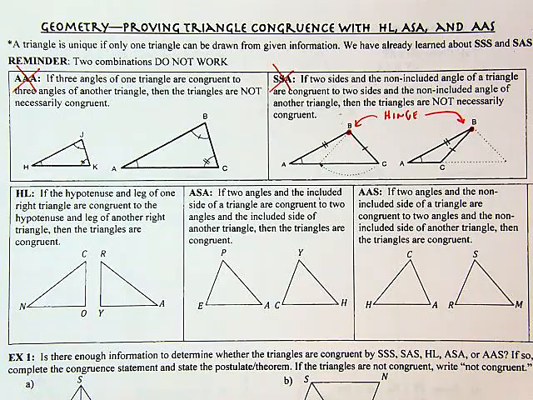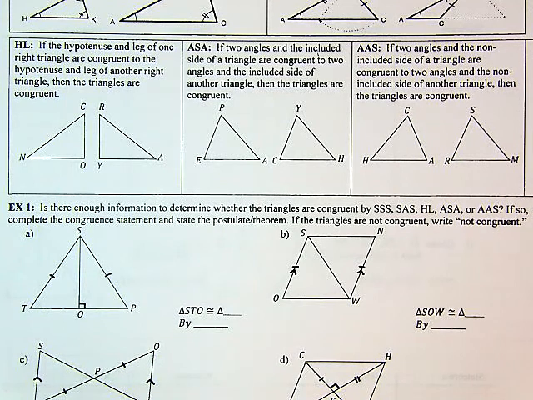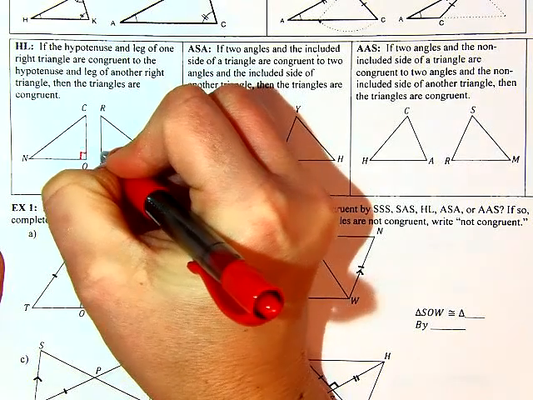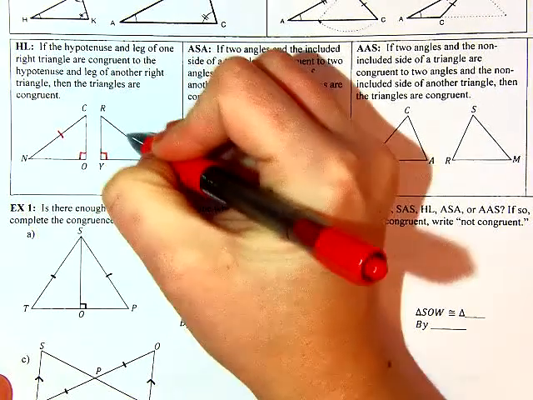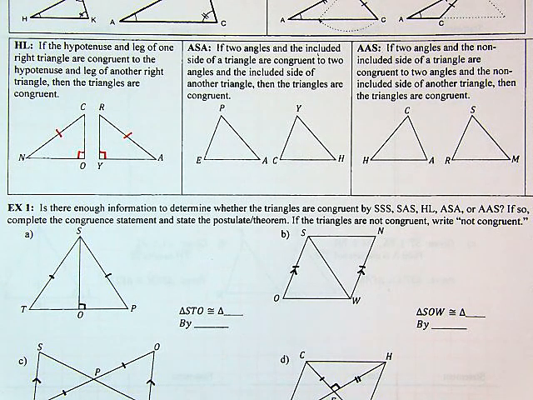All right, so the other three combinations that work. We know HL. So HL is hypotenuse leg. It's a special case of side-side angle, but only for right triangles. So if the hypotenuse and leg of one right triangle are congruent to the hypotenuse and leg of another right triangle, then the triangles are congruent. So I'd have to know, for example, that O and Y are right angles. So these are right triangles. Hypotenuse to hypotenuse. Remember that the hypotenuse is the longest side of a right triangle. It's always opposite the largest angle measure, which is the right angle.